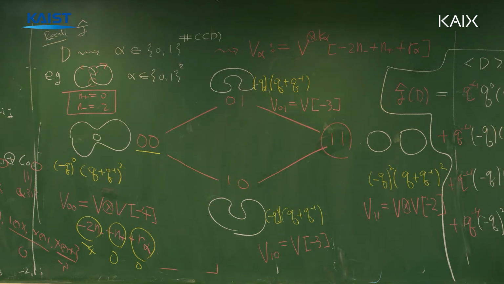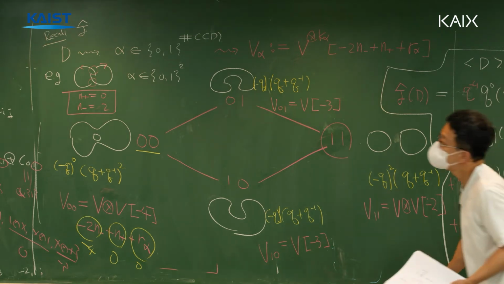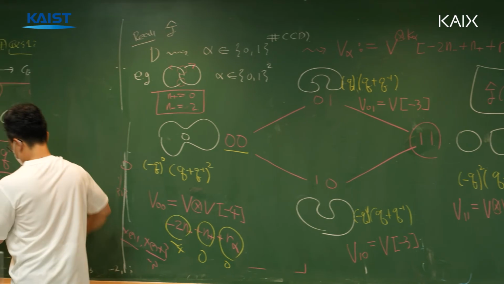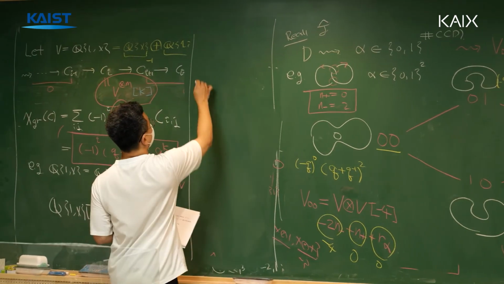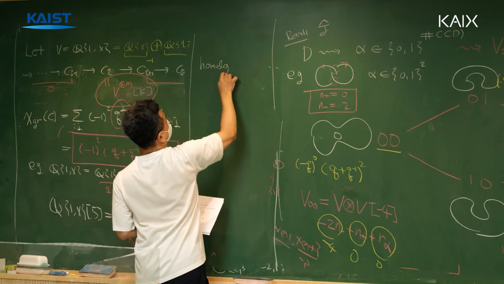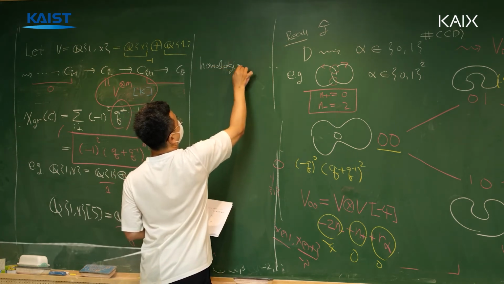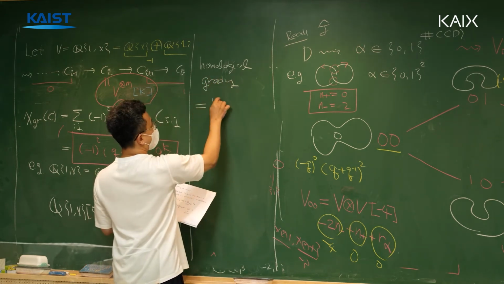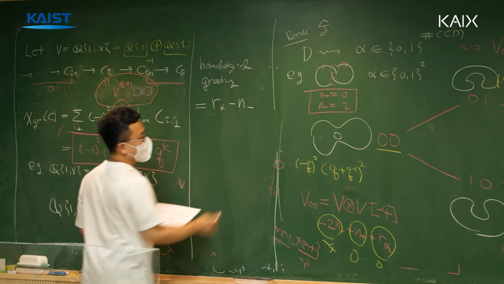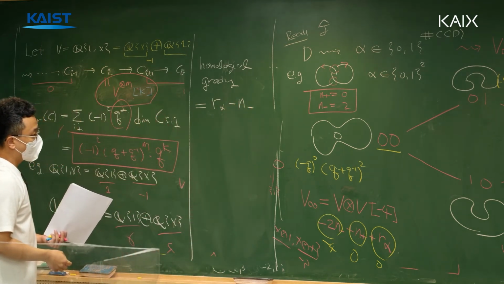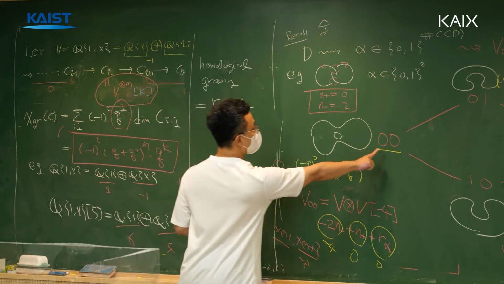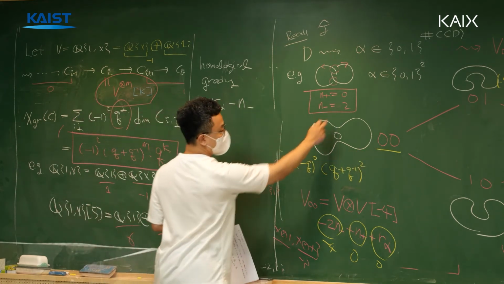So now I have to give grading to these. So for the grading, so the homological grading is given by r of alpha minus n minus. So it's the number of ones that you see in alpha, and you're going to subtract by 2.